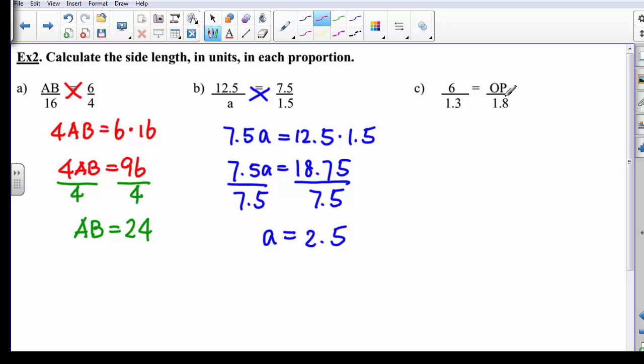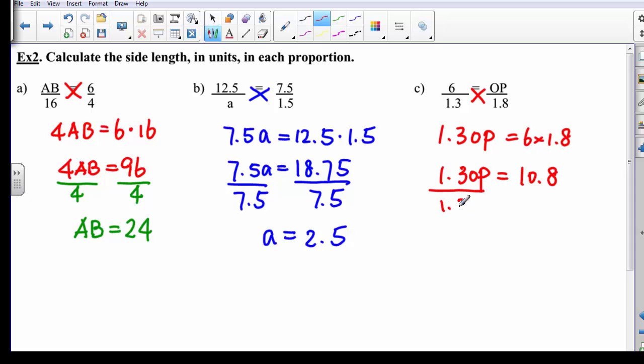Let's find the missing length, OP, in this proportion. Cross multiply: 1.3 OP equals 6 times 1.8. 6 times 1.8 is 10.8, equals 1.3 OP. Divide both sides by 1.3. OP equals 8.377, and the decimal keeps going forever. So you can round this decimal to 2 decimal places, which is around 8.31.